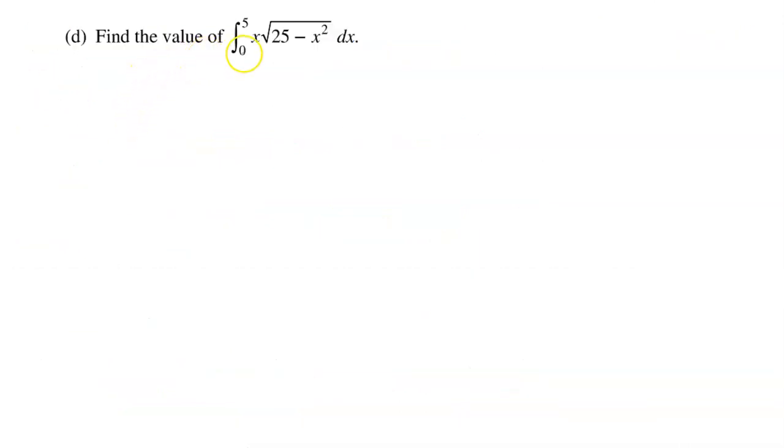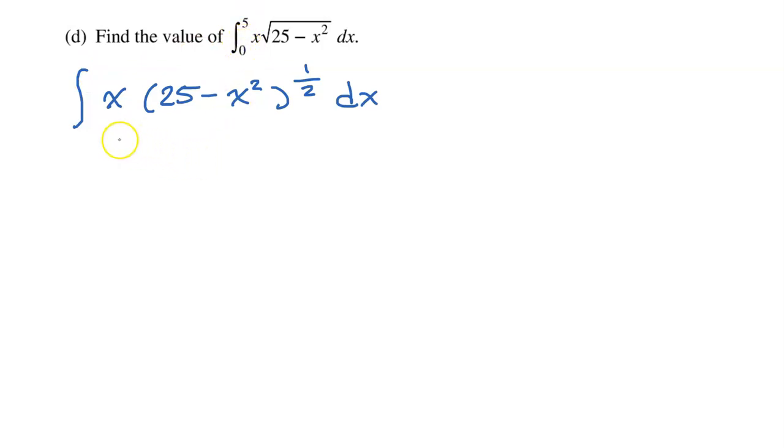Part D, let's find the value of the integral from 0 to 5 of x times the square root of 25 minus x squared dx. I've done two things here so far. I've rewritten the problem with a 1/2 power instead of the square root, but also I am intentionally leaving off the limits of integration.